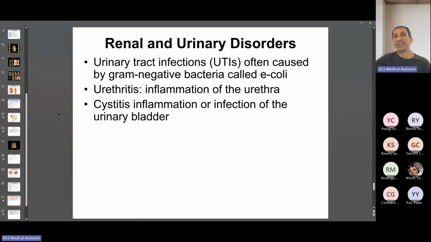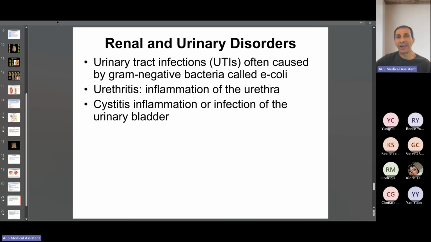Well, let's talk about these urinary disorders, or renal and urinary disorders. Remember, renal means the kidneys, pertaining to the kidneys. Remember, ren, kidneys, AL, pertaining to. Urinary, urine is the waste, ary, pertaining to. So here we're going to talk about something that 100% you're going to have on your test, like maybe 3-4 questions.